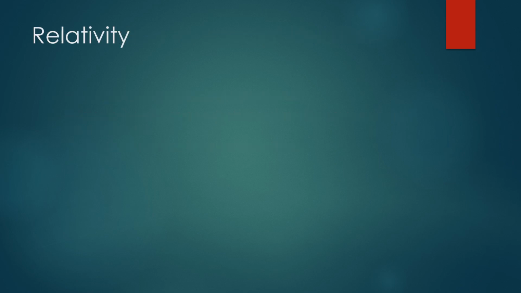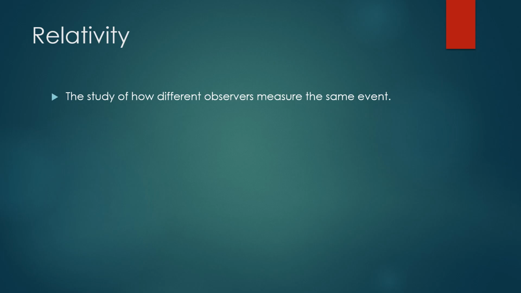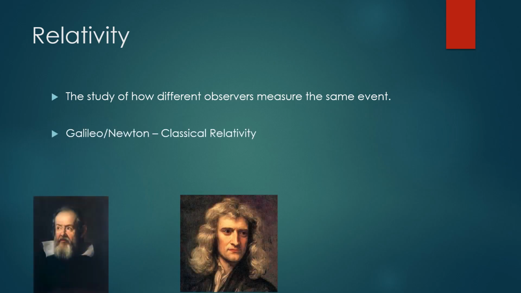First of all, what exactly is relativity? To put it simply, relativity is the study of how different observers measure the same event. And although Albert Einstein came up with the special theory of relativity, he wasn't the first person to study relativity. In fact, it was Isaac Newton and Galileo Galilei who came up with the concepts of classical relativity.